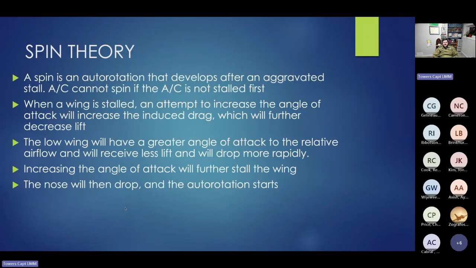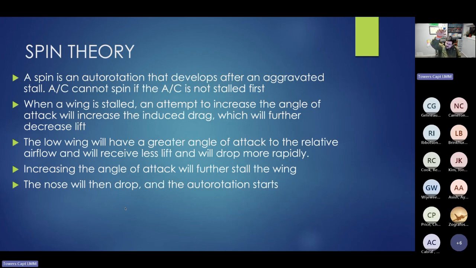Okay, so spins. A spin is an auto rotation that develops after an aggravated stall. An aircraft cannot spin if the aircraft has not stalled first. When a wing is stalled, an attempt to increase the angle of attack will increase the induced drag, which will further decrease lift. The low wing will have a greater angle of attack to the relative airflow and will receive less lift and will drop more rapidly. Increasing the angle of attack will further stall the wing. The nose will then drop and the auto rotation starts.